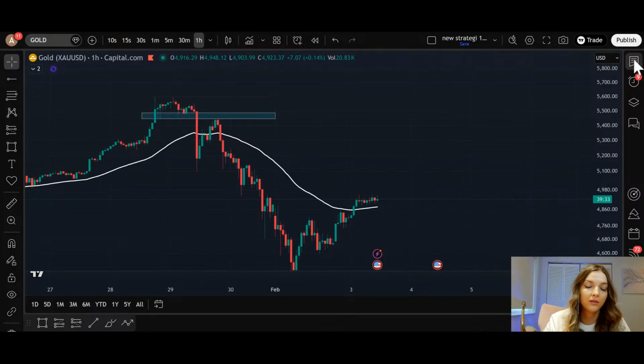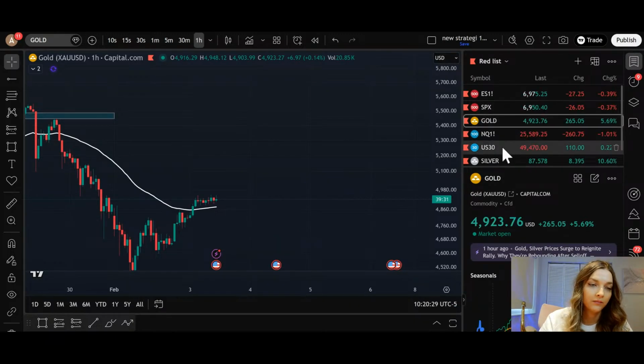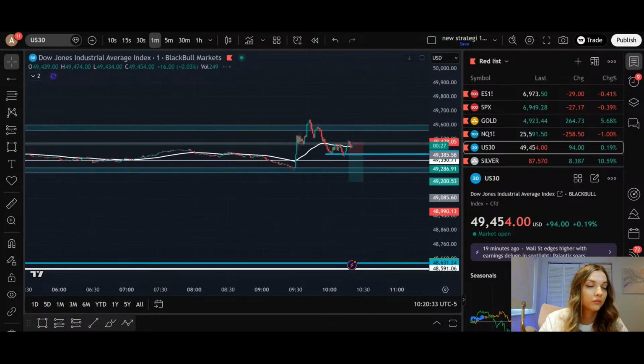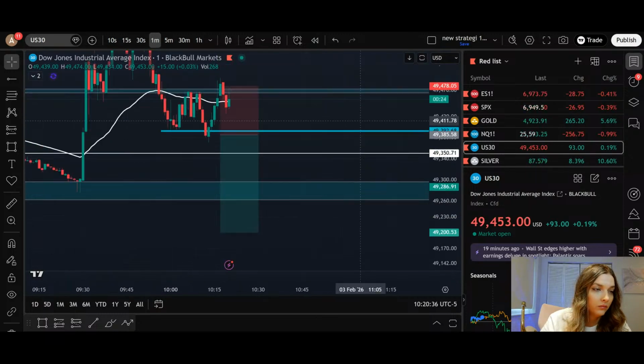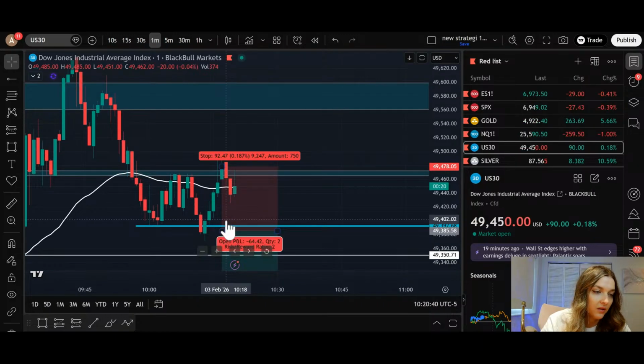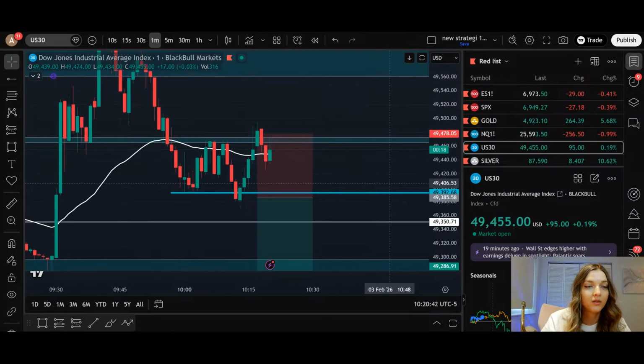What is US 30 doing? Yeah, you see, it did not give me the full candle below here.